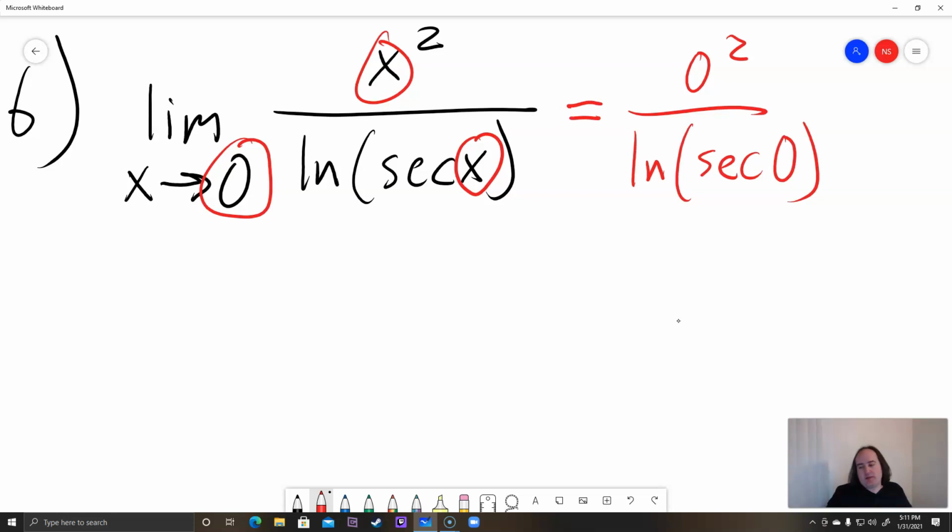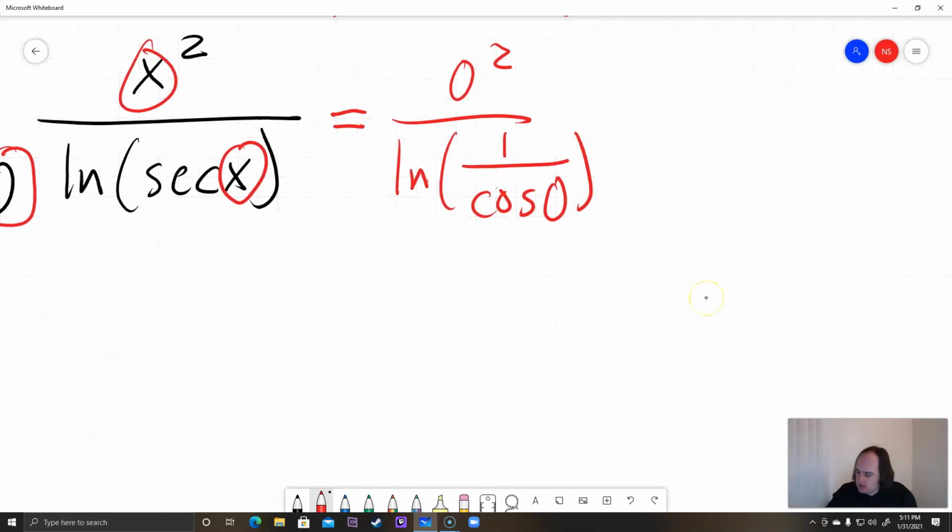Now, I don't know if you remember this, but secant is actually the same as 1 over cosine. So instead of writing secant of 0, I'm going to write 1 over cosine of 0, because secant is 1 over cosine. And then what's cosine of 0? Well, it's the x-coordinate when you're at 0 on the unit circle, so that's just going to be 1.